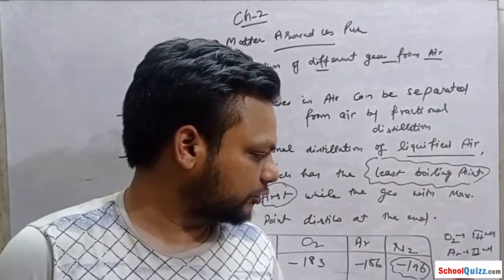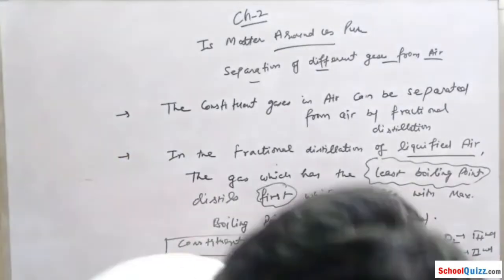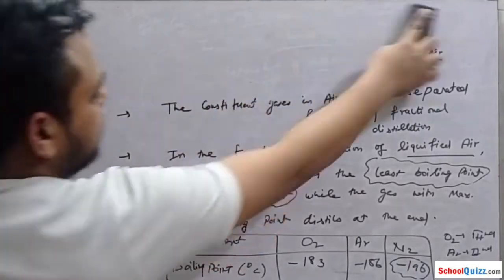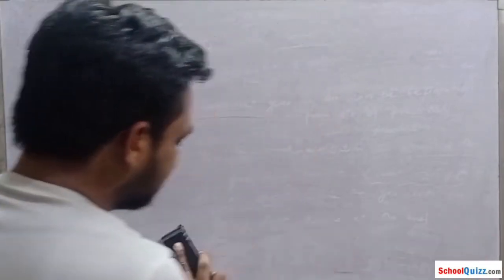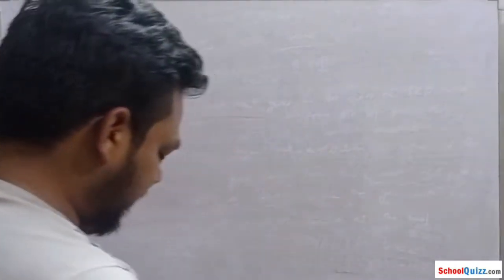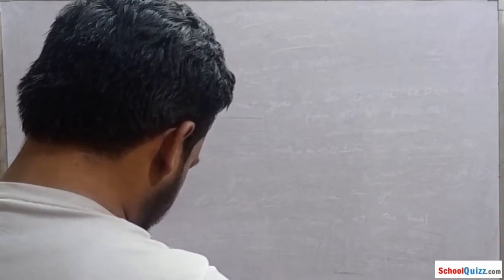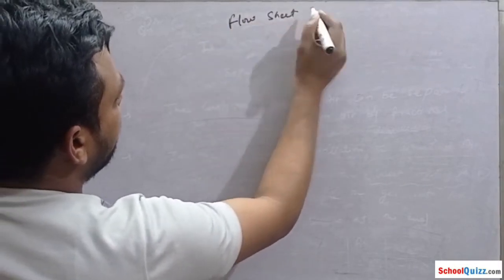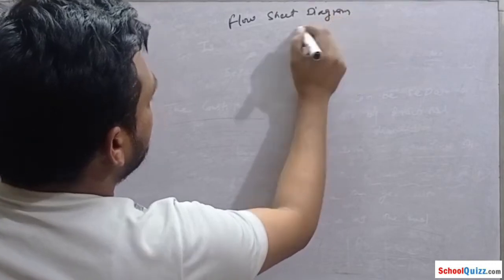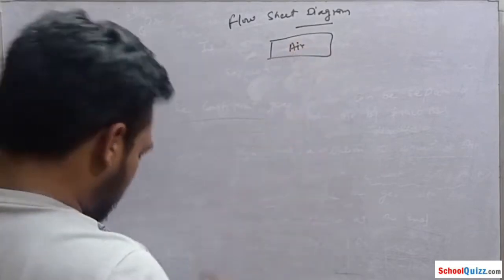So which will distill first? Nitrogen, and then argon, and then oxygen. In this way they get separated out. We will draw a flow chart of this, in short. The separation of different gases from air is shown with the help of a flow sheet diagram. So what will we do here? First of all, air will be there. This will be our air.